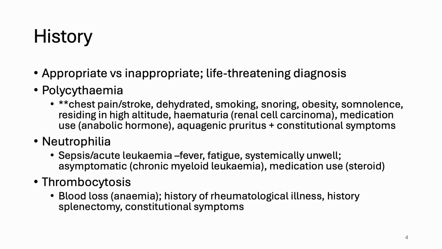For thrombocytosis, it can be reactive or primary. Reactive thrombocytosis can be caused by anemia, so ask for history of blood loss, and it could be caused by inflammation as well, so ask for history of rheumatological disease such as SLE, rheumatoid arthritis, and inflammatory bowel disease, and ask about history of splenectomy, and ask about constitutional symptoms if you're worried about myeloproliferative disease.